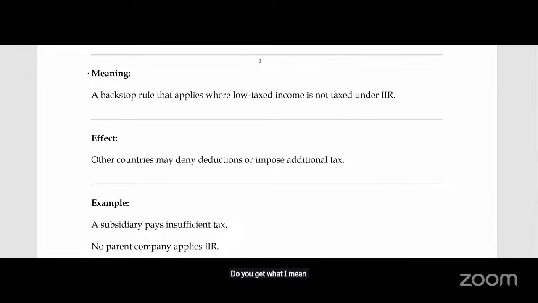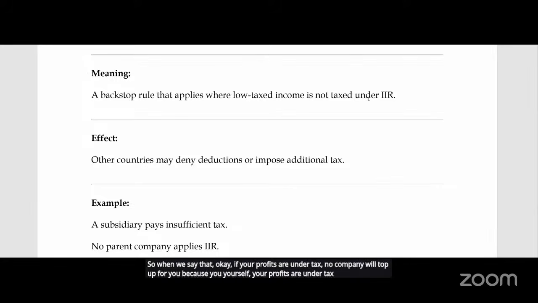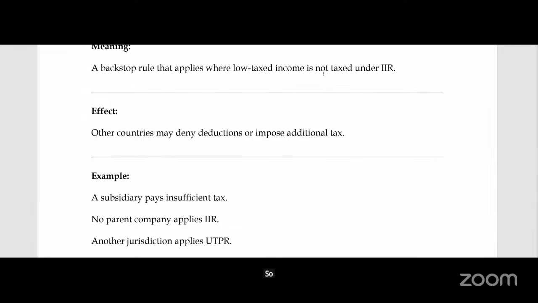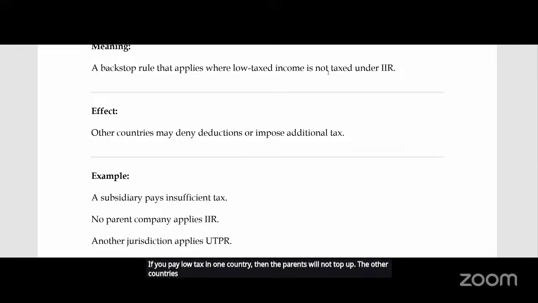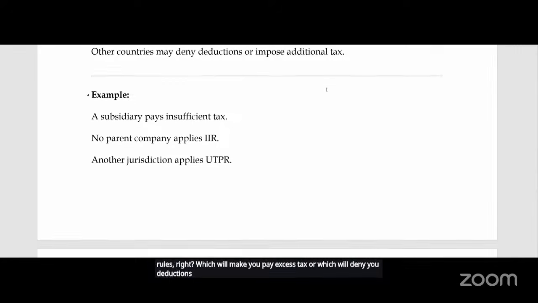Yes, sir. So when we say that, if your profits are under taxed, the parent company will not top up for you, because your profits are under taxed in that jurisdiction. So if you pay low tax in one country, then the parent will not top up. The other countries will also apply the under tax profit rule, meaning all the other rules, which will make you pay excess tax or deny you deductions that you were taking advantage of.